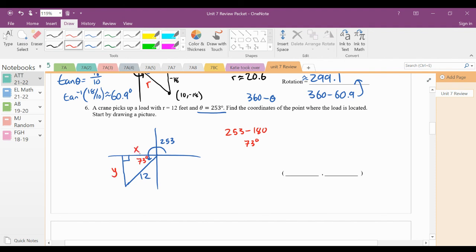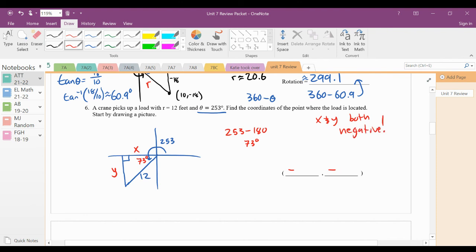Well, I've got a y value and an x value. It's worth noting that because I'm in quadrant 3, that x value and that y value are both negative. So your calculator is not going to tell you that, but we have to remember based on the quadrant that x and y are negative.